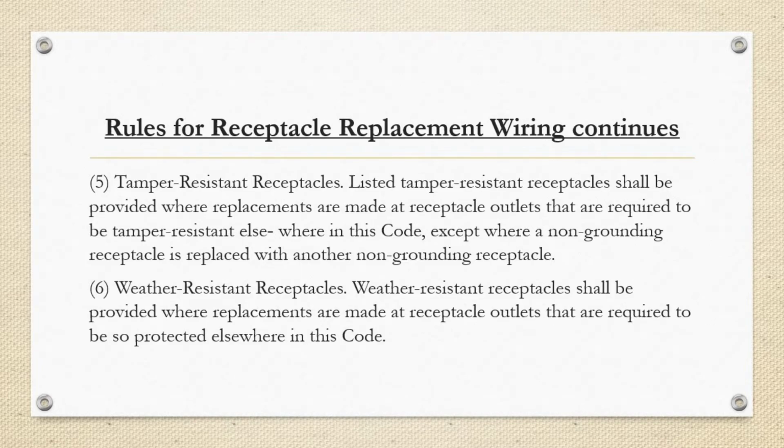Rules for receptacle replacement wiring continues. 5. Tamper-resistant receptacles. Listed tamper-resistant receptacles shall be provided where replacements are made at receptacle outlets that are required to be tamper-resistant elsewhere in this code, except where a non-grounding receptacle is replaced with another non-grounding receptacle. 6. Weather-resistant receptacles. Weather-resistant receptacles shall be provided where replacements are made at receptacle outlets that are required to be so protected elsewhere in this code.